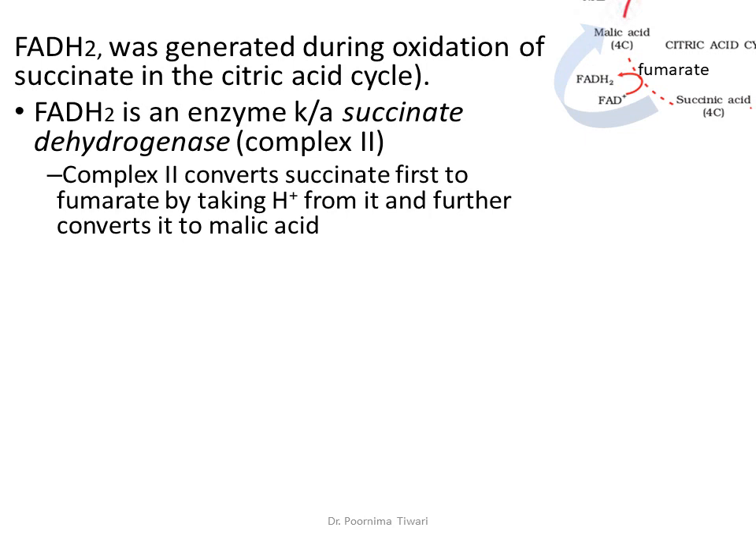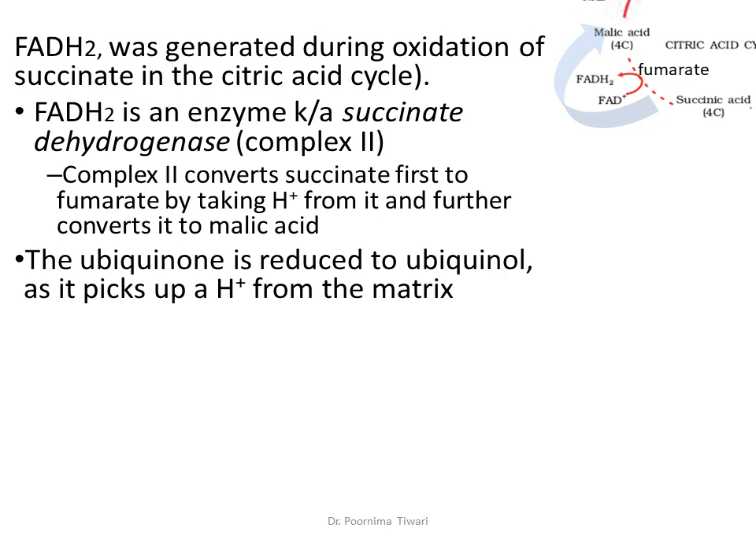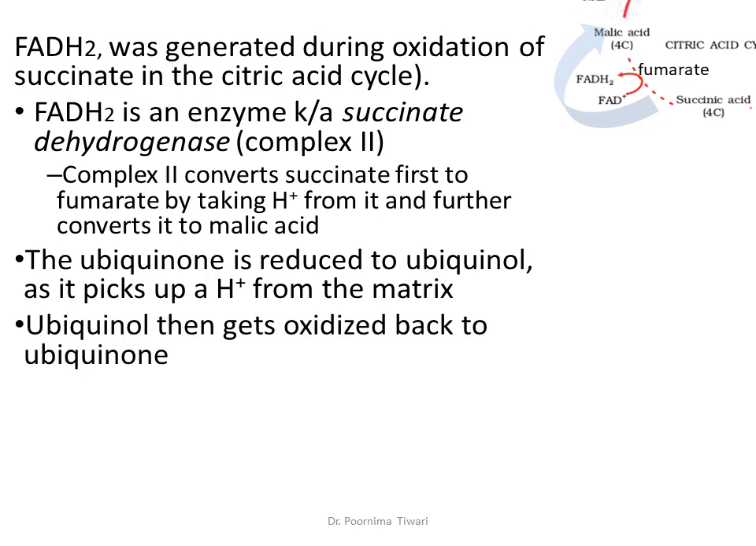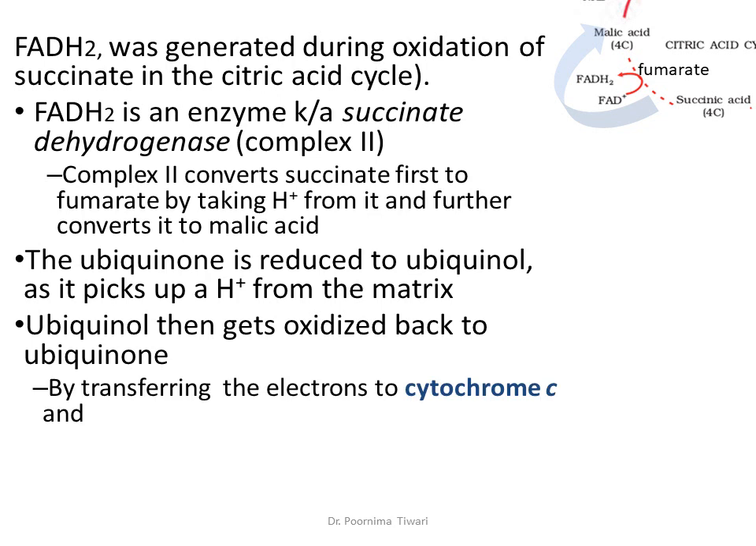The ubiquinone, which had accepted electrons from complex 1 and FADH2, is reduced to ubiquinol because it picks up an H ion also from the matrix. So it ultimately has an H atom. It is reduced to ubiquinol. The ubiquinol then gets reoxidized back to ubiquinone by transferring the electrons to cytochrome C and releasing the H ion into the intermembrane space. Remember, this H ion was picked up from the matrix.